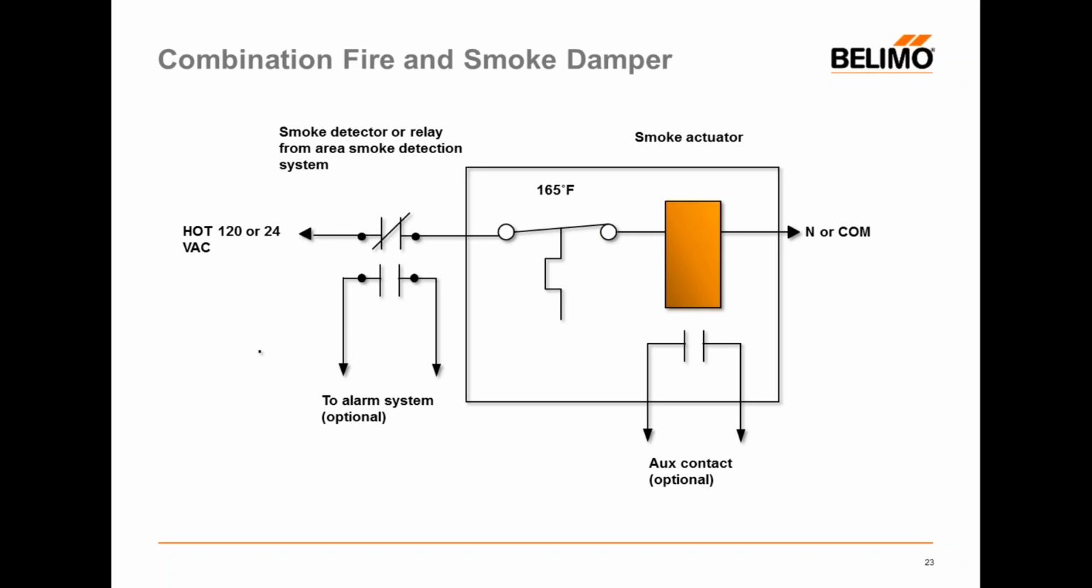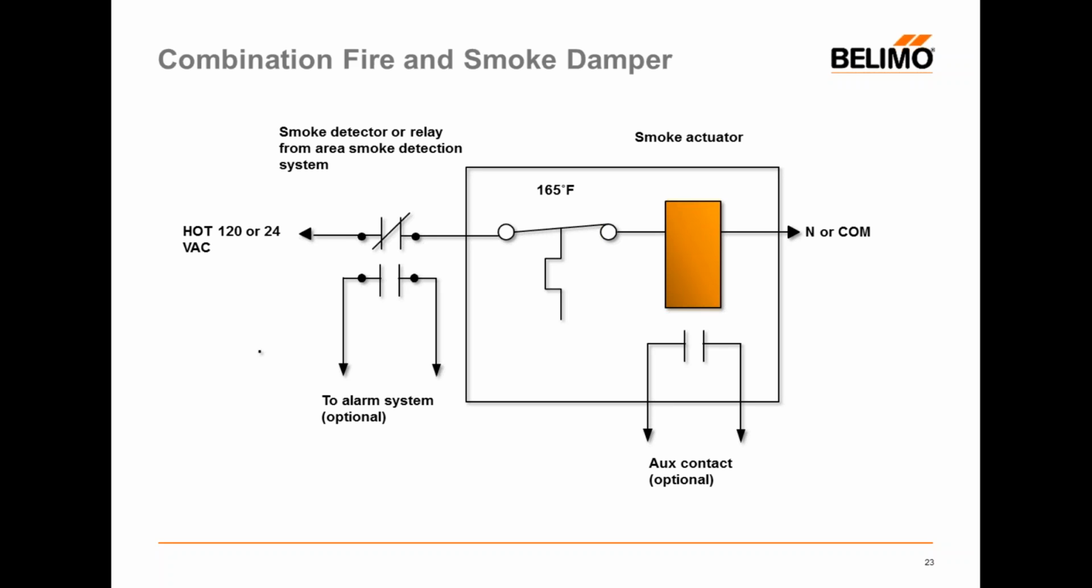On the right-hand side of the screen, we see our neutral or our common going to the actuator body. So we've got constant common or neutral to the actuator. Then either our 24 volts or 120 volts hot goes through the normally closed set of contacts, either at a relay or a duct detector, then through that 165-degree high limit switch I referenced. Once either the 165-degree high limit switch is opened or the duct detector relay contacts are open, we remove power from the actuator, and the actuator will close the fire smoke damper assembly.